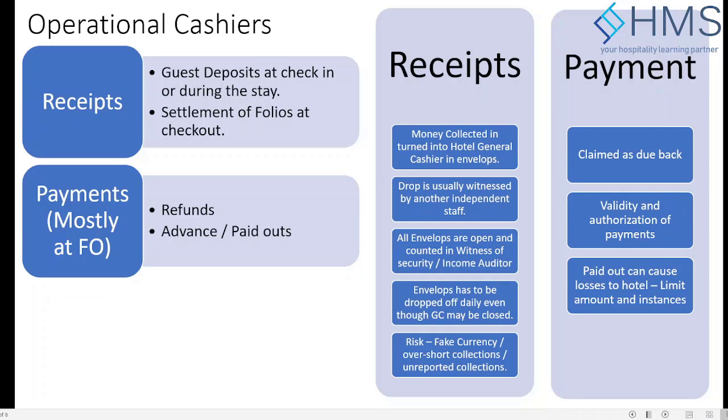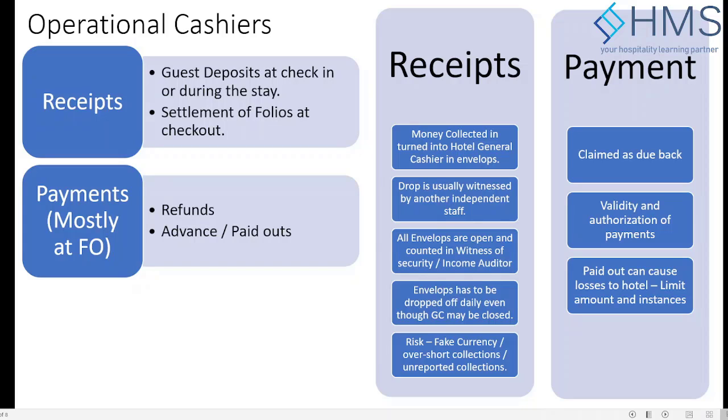Paid outs can cause losses to the hotel, because in one way you are not making any income on the paid outs. Sometimes hotels charge a transaction charge on paid outs. Let's say if you draw $1,000, the hotel may charge 3% or 5% as a service charge for the paid out. But the very big hotels or super luxury hotels normally don't charge anything on the paid out up to a certain value. And membership of certain loyalty programs also requires that the guest can get a paid out free of cost.